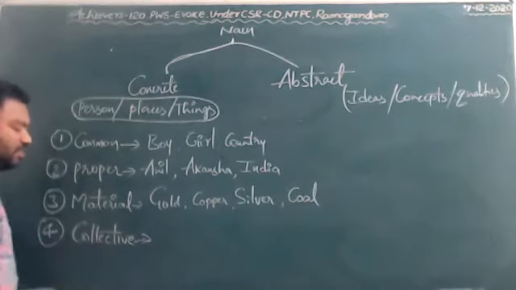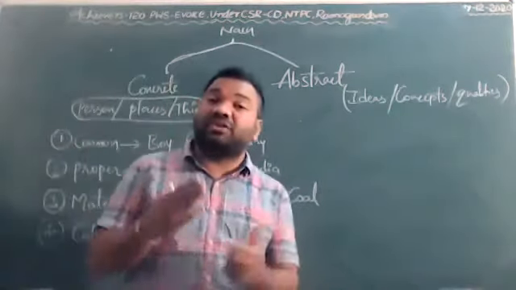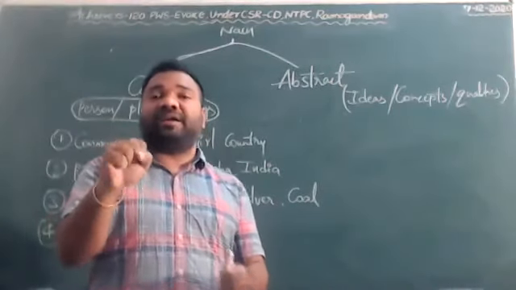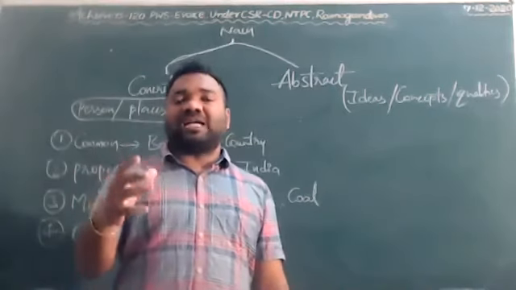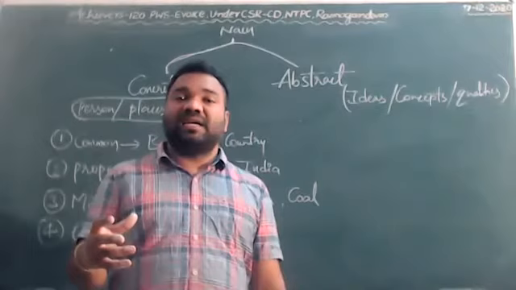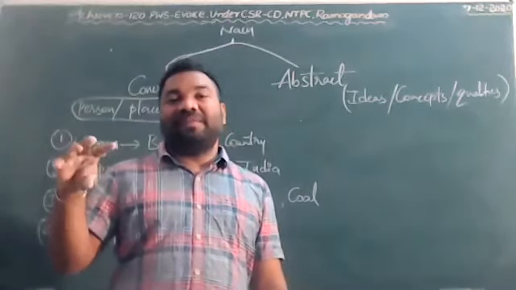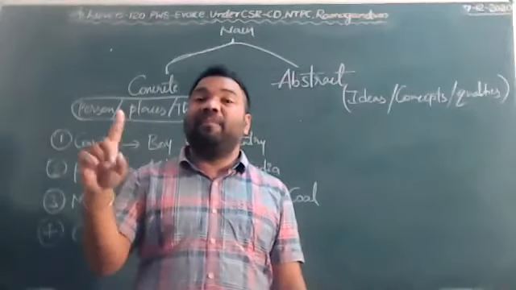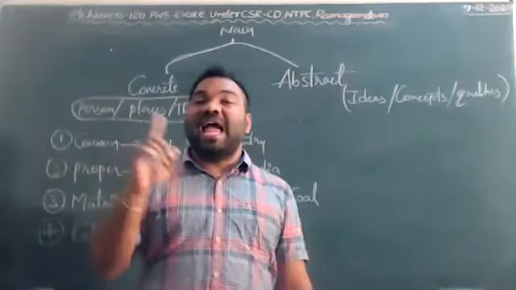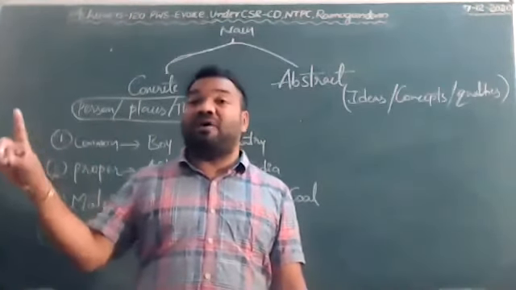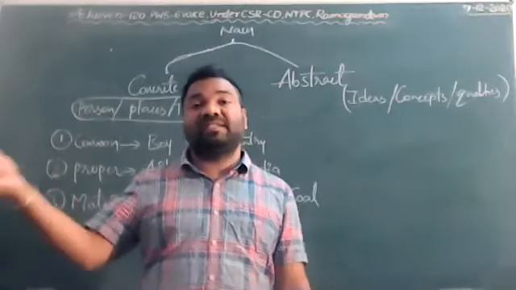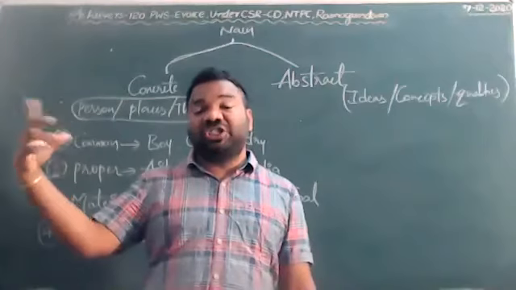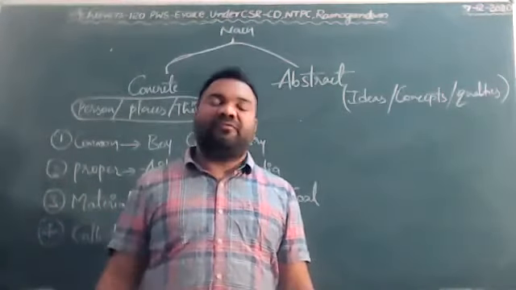Next, collective nouns. What are collective nouns? Collective nouns are the names of a group of the same kind. For example, class. A class consists of students, right? They have a common point. Team. A team consists of players. A team of players, a class of students, a herd of cattle, a parliament of owls, a herd of elephants, a bunch of flowers, a fleet of ships, a pack of foxes or wolves.